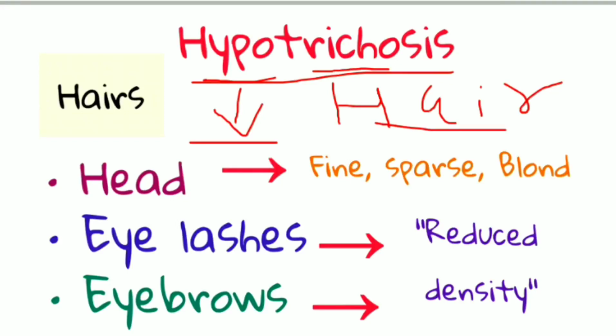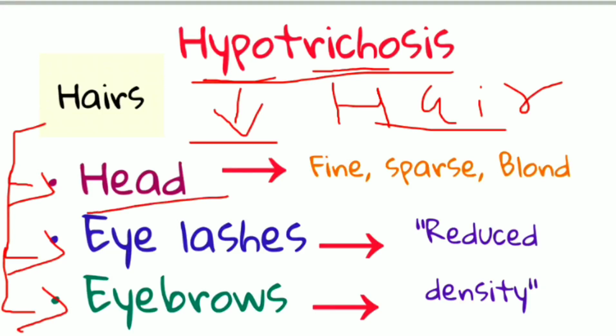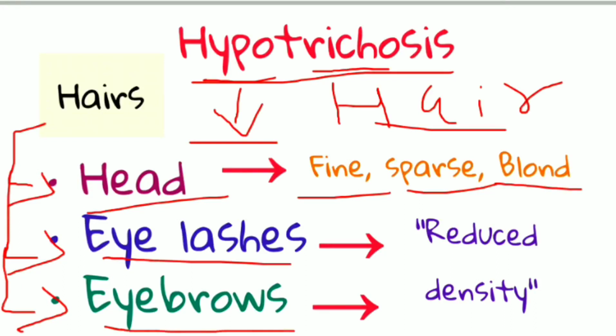In ectodermal dysplasia, the hair affected is over the head, the eyelashes and the eyebrows. Over the head very few hairs are present, and whichever are present are very fine, sparse and blonde in color. Over the eyelashes or eyebrows, there will be reduced density of hairs.